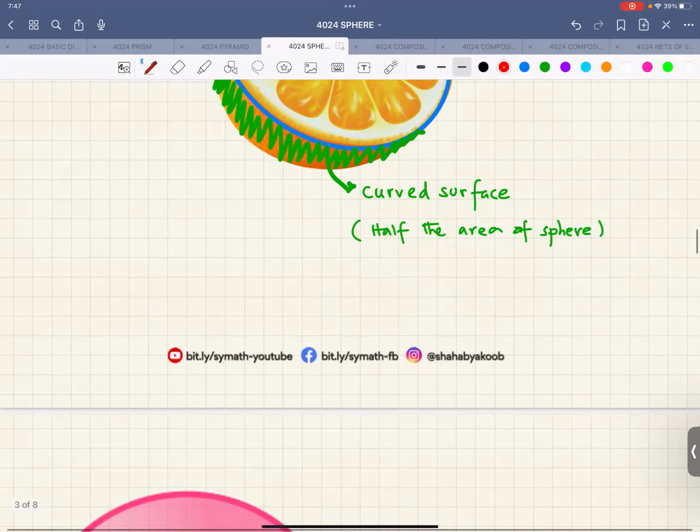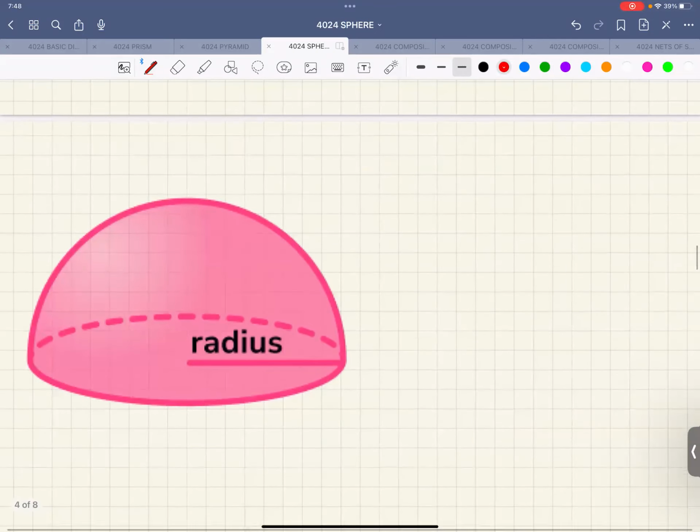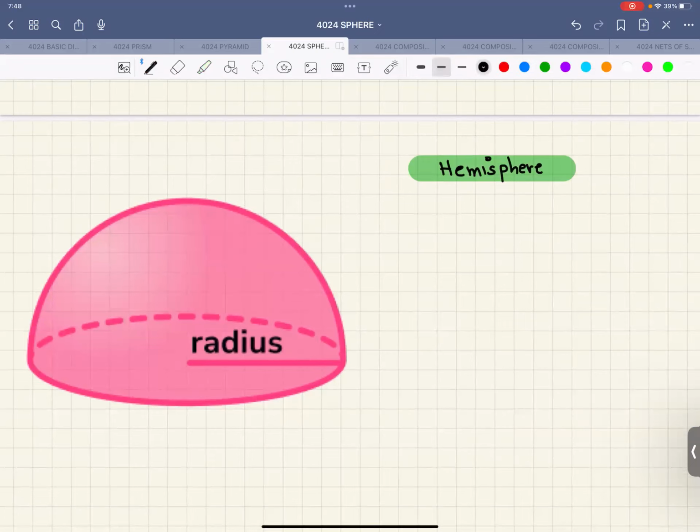That means the formula for the curved surface area for a hemisphere. Let me write it over here. Let me write hemisphere over here, and let me draw a line over here. And I'm interested in surface area. I'm interested in the volume as usual. Surface area is composed of two parts. There is the curved surface area, and then there is the base area.